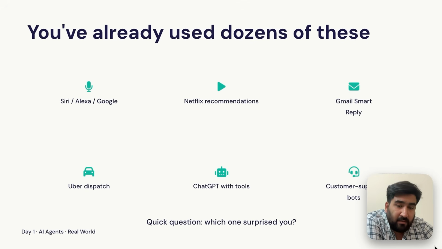Gmail Smart Reply, when Gmail suggests 3 short responses to an email you just got. This is an agent making decisions about what could probably be the best reply to give. The Uber dispatch: when you book a cab, an agent decides in milliseconds which specific driver gets your trip out of all the drivers in the area. ChatGPT with browsing and tools, probably the most famous example in the world today. And customer support chatbots that actually resolve queries, and decide when to hand over to a human. These are the agents that exist.